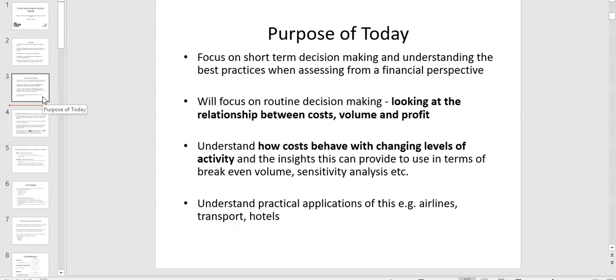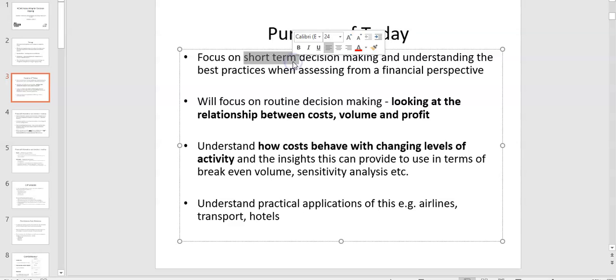So where we're moving on to today is short-term decision making, and this is important, because that will influence what way we view costs in the short term. Particularly, what we're looking at here is routine decisions around the relationship between cost, volume, and profit. So it's often called, in short, CVP analysis: your cost, your volume, and your profit.